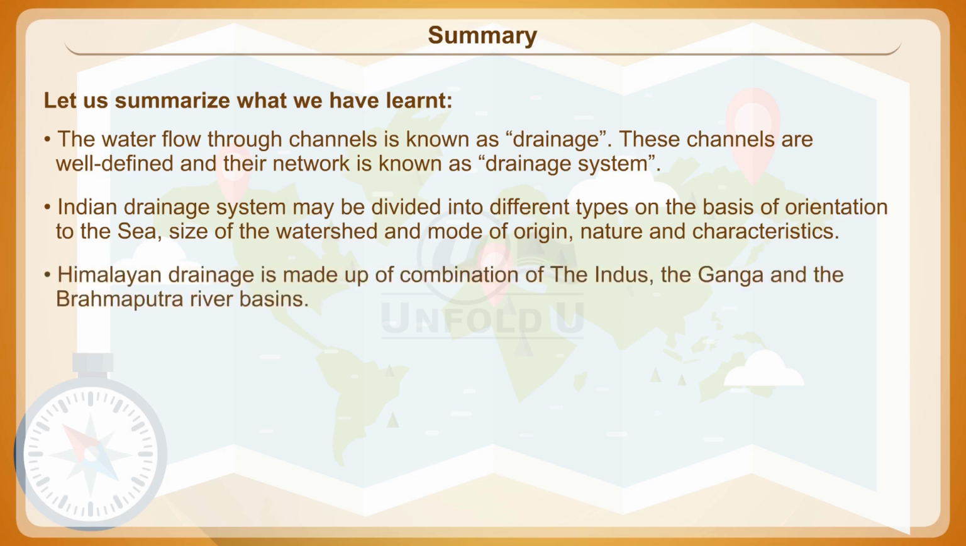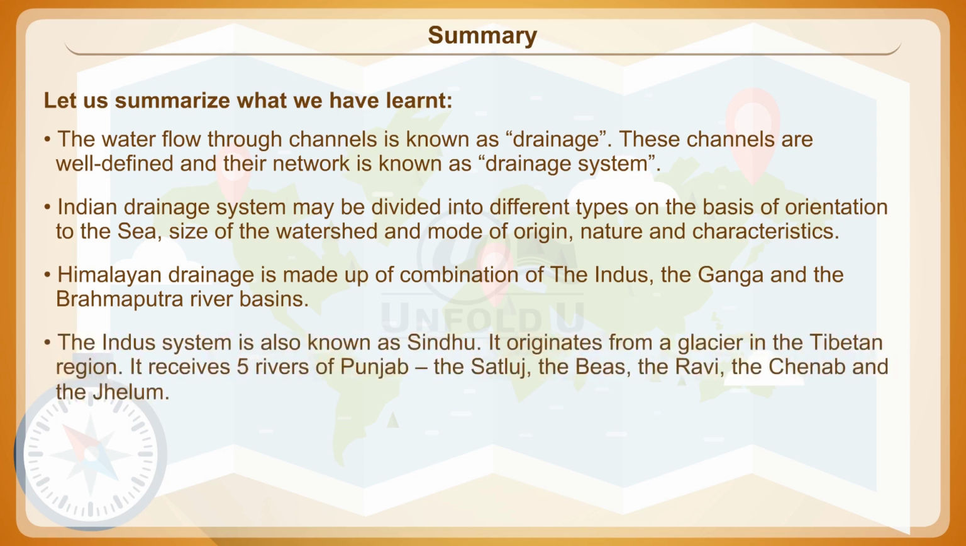Himalayan drainage is made up of combination of the Indus, the Ganga, and the Brahmaputra river basins. The Indus system is also known as Sindhu. It originates from a glacier in Tibetan region. It receives 5 rivers of Punjab: the Satluj, the Beas, the Ravi, the Chenab and the Jhelum.